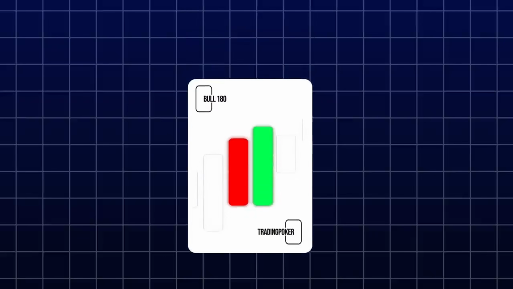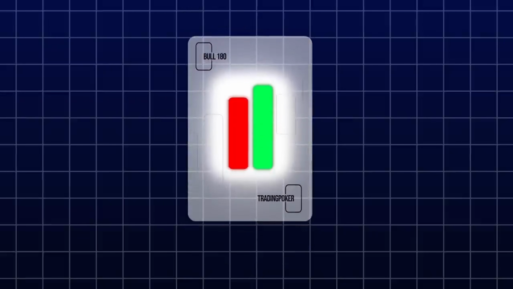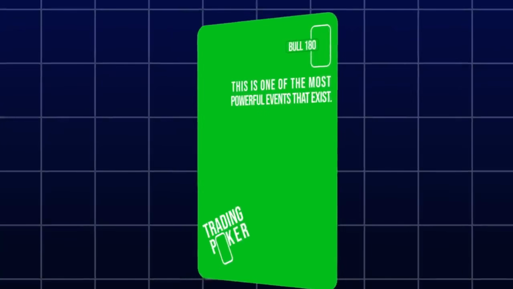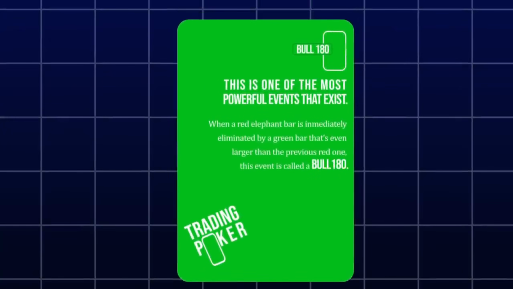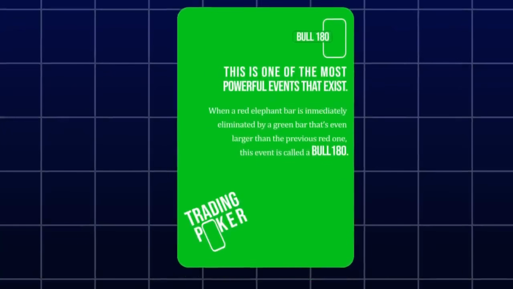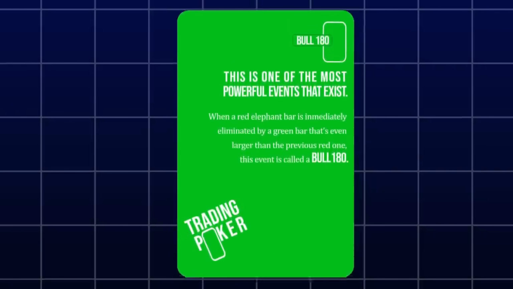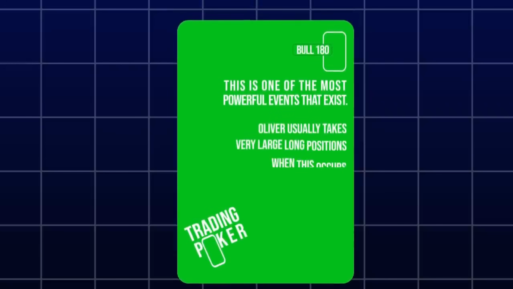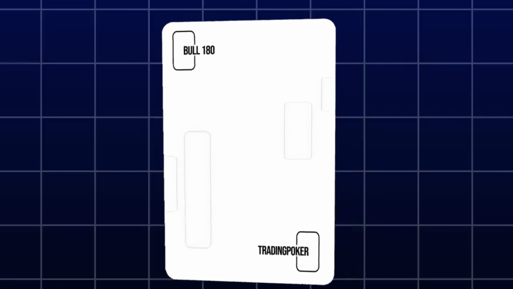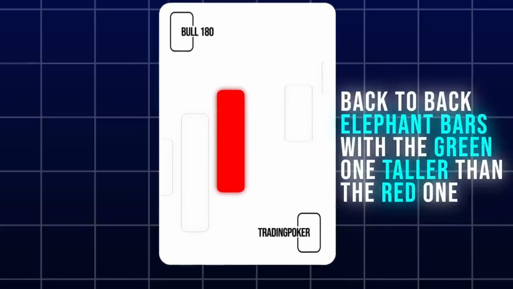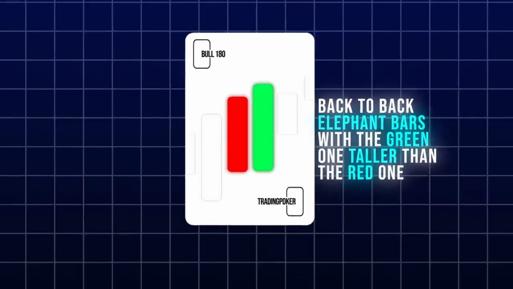The 180 is made up of two bars, but they're unique bars. In truth, a pure unadulterated bull 180 is made up of two elephant bars. The first elephant bar is red. It is a down bar, and it is followed immediately by an even more powerful green elephant bar. The first thing I want you to understand is that the bull 180 in its true pure form is back-to-back elephant bars, with the green one being taller than the red one.